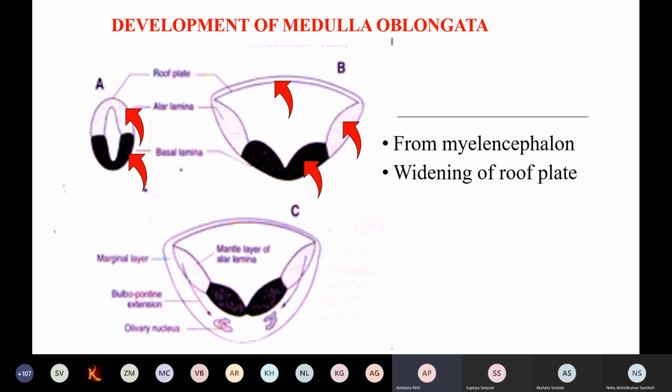What happens here? In the spinal cord, we have seen the alar lamina is dorsally situated and the basal lamina is ventrally situated. But when they open up, the alar lamina lies laterally, and the basal lamina comes to lie medially. They are covered by the roof of the ventricle. So this is called the open part, that is the widening of the roof plate.